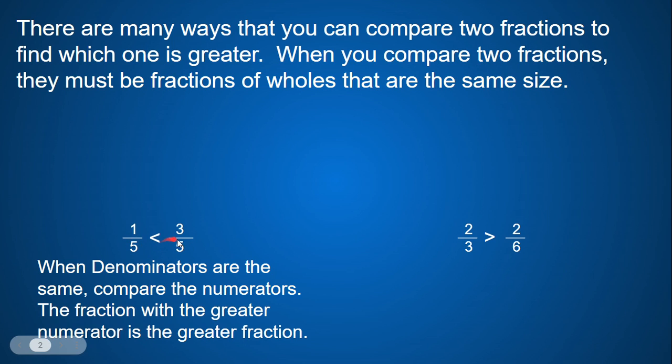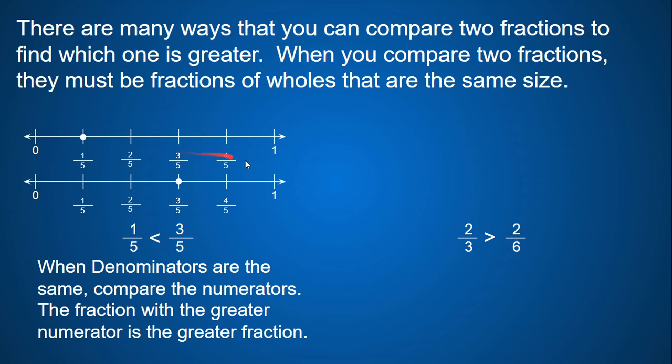So I have 1/5 and I have 3/5. Our denominators are the same, so when we look at the numerators, the one with a larger numerator will be correct. And we can see that with this model here.